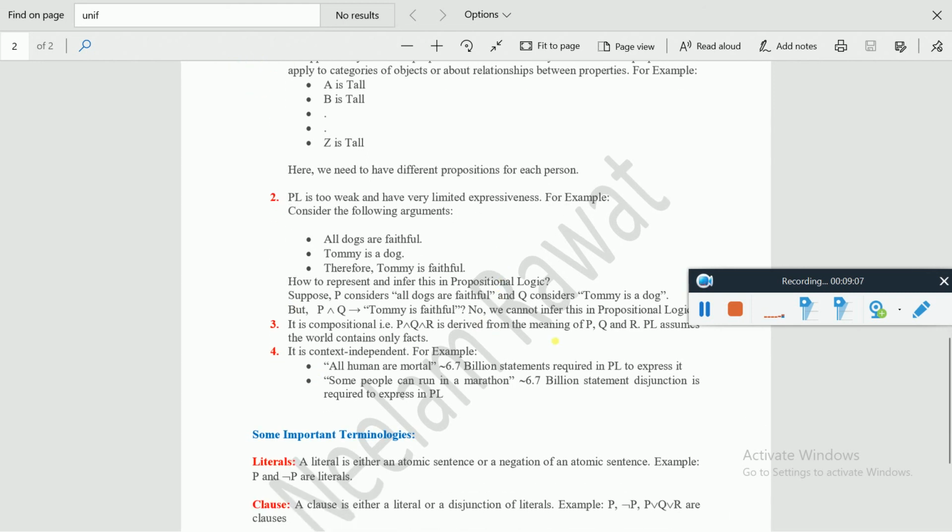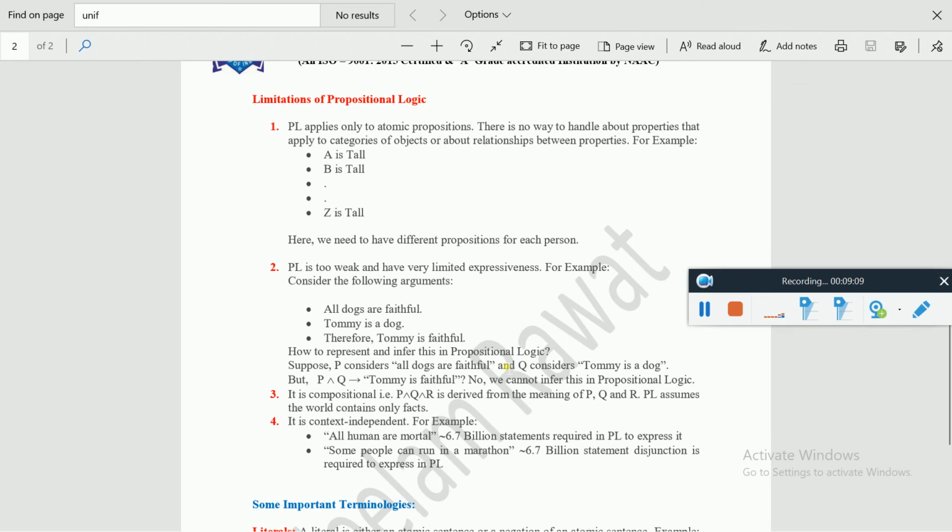The third is that it is compositional, meaning that the meaning of P and Q and R can only be derived from P, Q, R, those propositions. So actually propositional logic assumes that the world contains only facts. But actually the world contains not only facts, but also objects, entities, relationships, and so on. And the last limitation is that propositional logic is context independent.